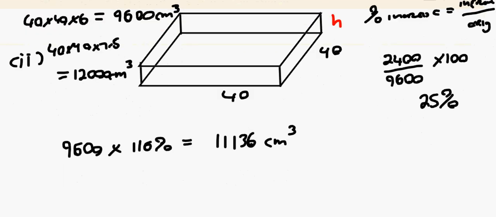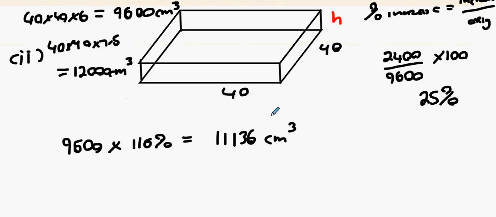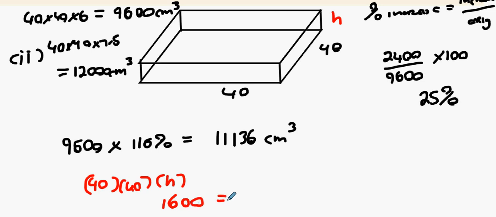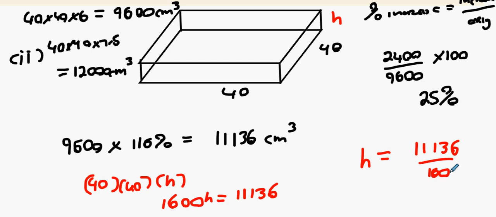Great. What's the volume of this one here, Owen? Length by width by height. So 40 by 40 by H. What is 40 times 40 times H? I think it's 1,600 H. Now do me a favour and divide 11,136 by 1,600. What do you get? 0.9.